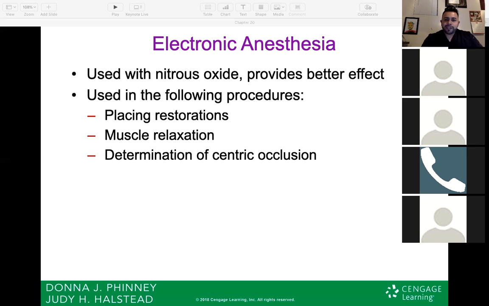If used with nitrous oxide, it provides a better effect. So it doesn't always work by itself. But it's used when placing restorations, or for muscle relaxation, or determining the patient's centric occlusion, which just basically means how they bite together on their back teeth. So that's just a little bit on electronic anesthesia.